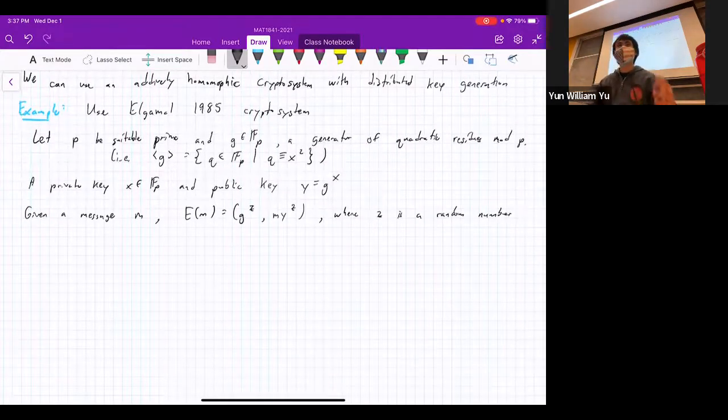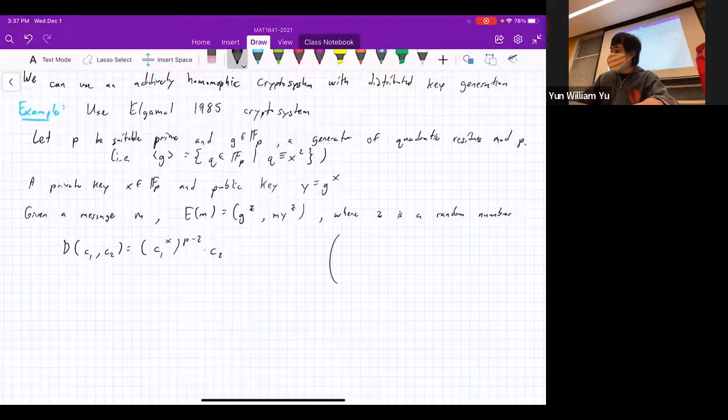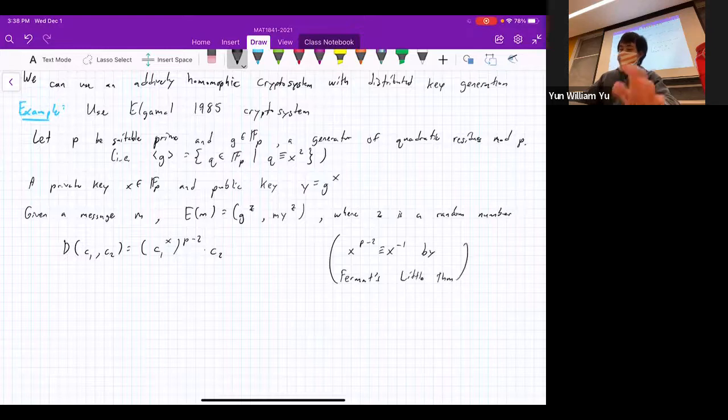And so we have some encryption, which is this operation, and we have some decryption of a pair C1, C2, where it's going to be equal to C1 to the X to the P minus 2 times C2. And note that X to the P minus 2 is congruent to X to the minus 1 by Fermat's little theorem. And because that's the case, this decryption actually does work.